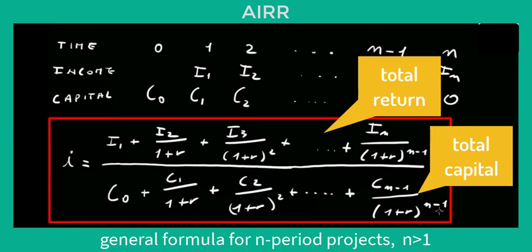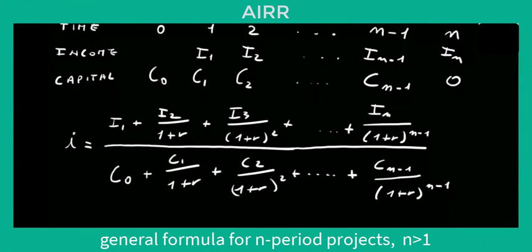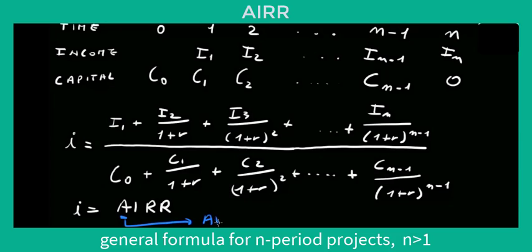So we have total return divided by total capital, and this is an average rate of return. We can call it average internal rate of return with the acronym AIRR, where A means average. Now that this is an average rate of return, it should be clear from the ratio of total return to total capital.